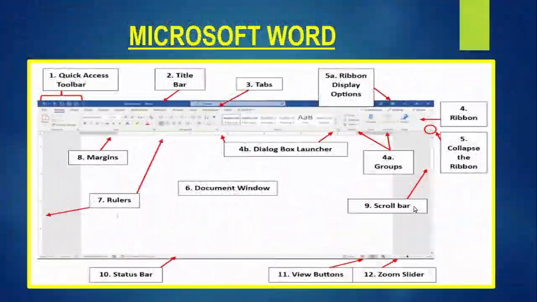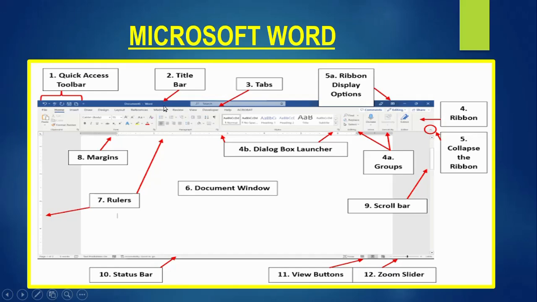So right now, let me give you the view of Microsoft Word. As you can see, this is Microsoft Word. This is the interface of Microsoft Word. What you have here, from here to here, is what we call the quick access toolbar. This is where you have the undo and the rest of them. If you want to print, this is where you have them.